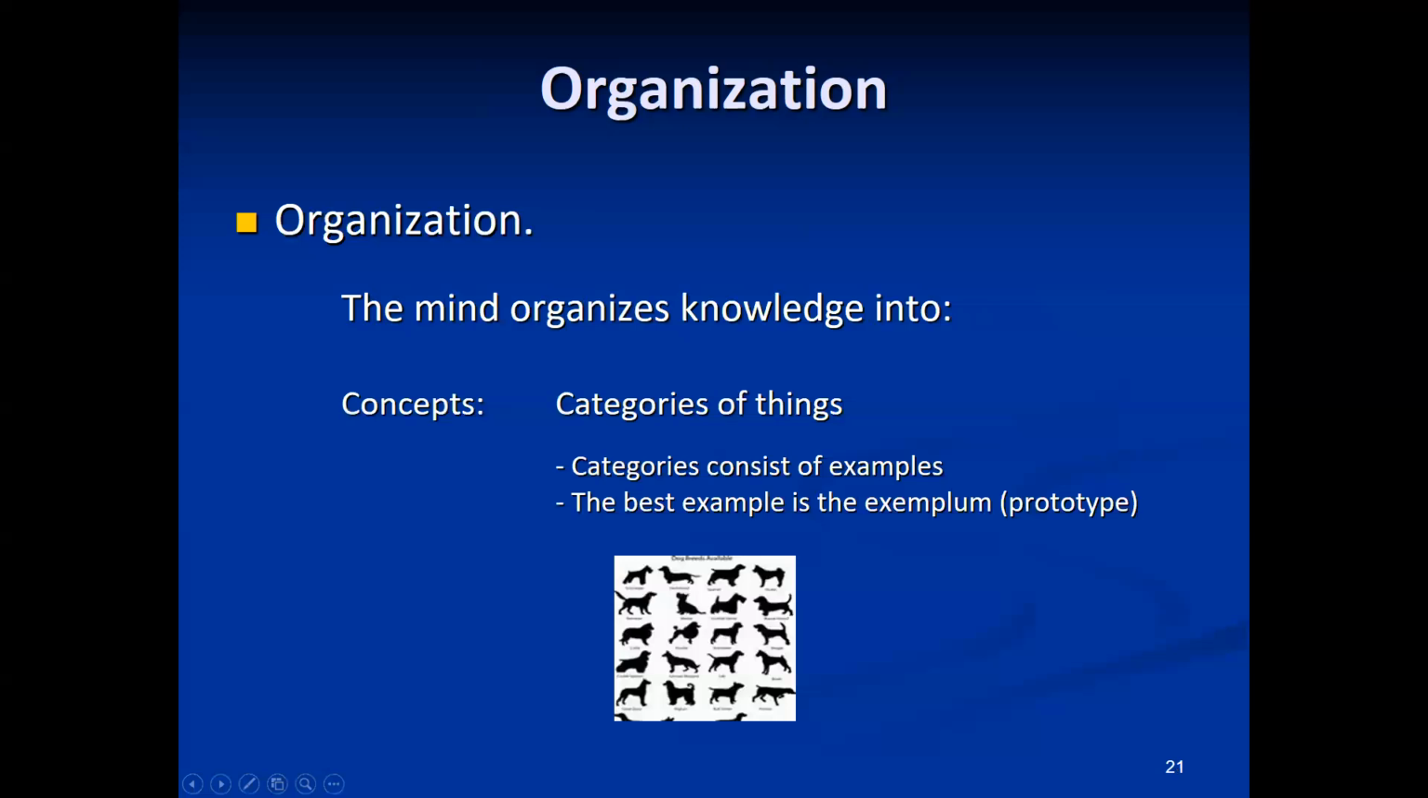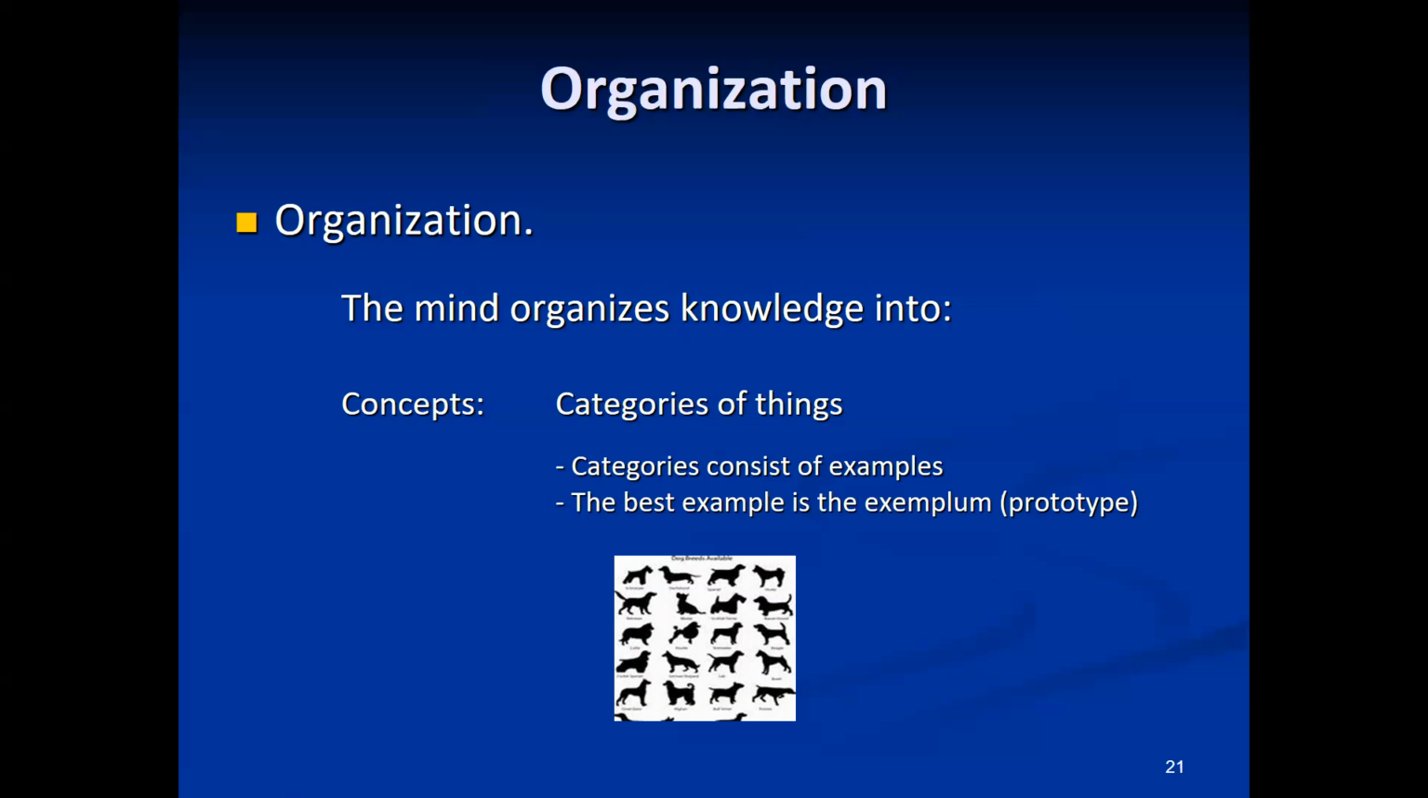The mind organizes knowledge into concepts. Concepts are mental groupings of similar things. They are categories. For example, we all have a concept of dogs. Every category has individual members. These are known as examples.